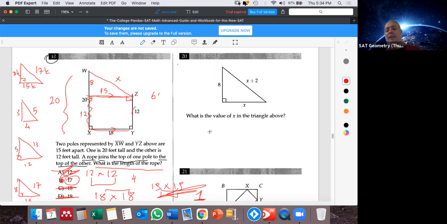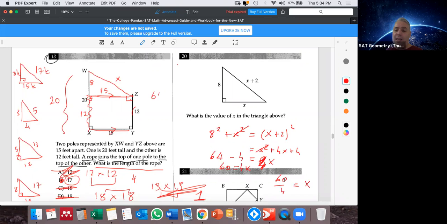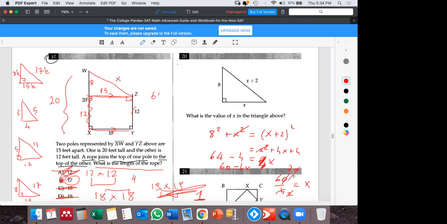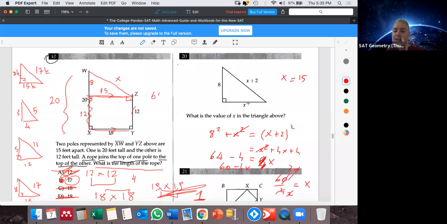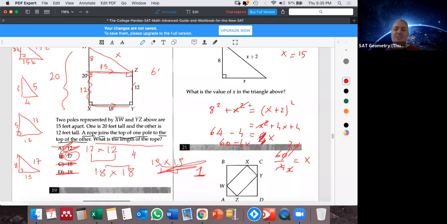So Pythagorean theorem, as you said: 8 squared plus x squared is equal to (x plus 2) squared. So x squared plus 4x plus 4. These simplify. 64 minus 4 is 60, 4x, sorry. So 60 is 4 times x. 60 over 4 is only 1x. So 30 over 2, Sir, right? X is 15. Oh my God, this is also a special triangle.